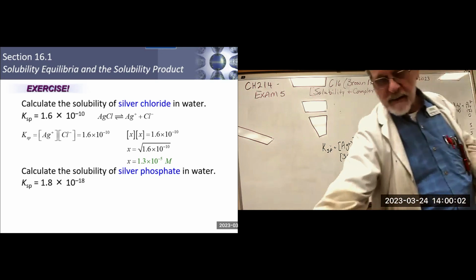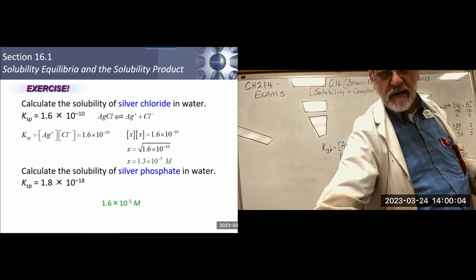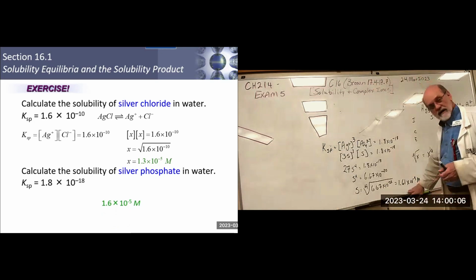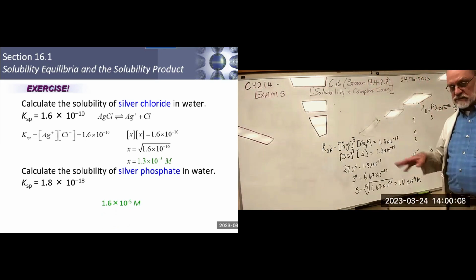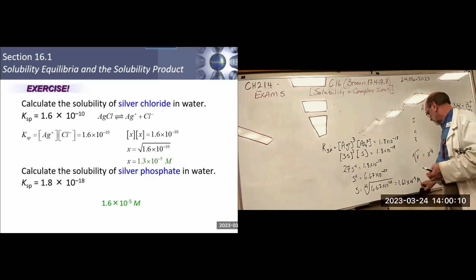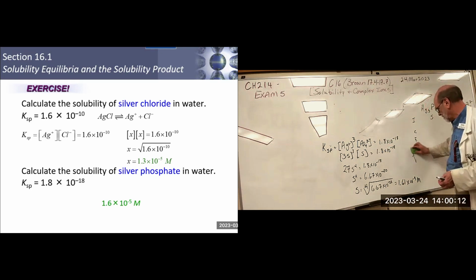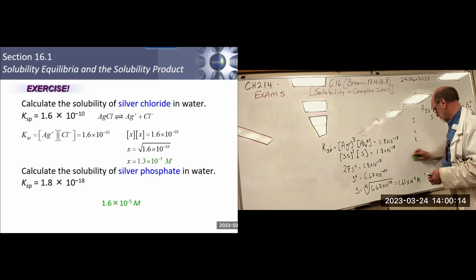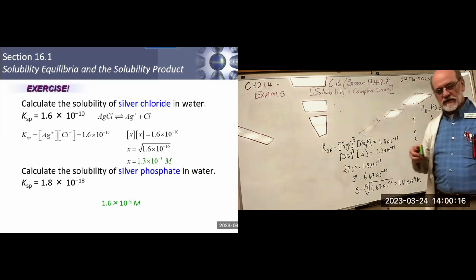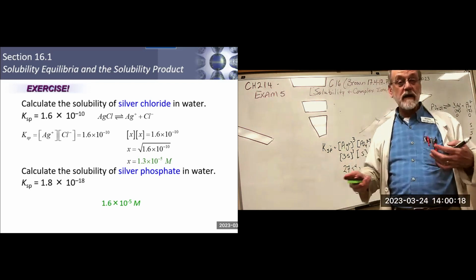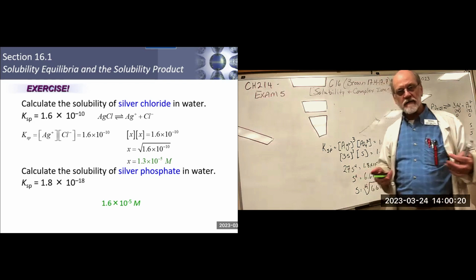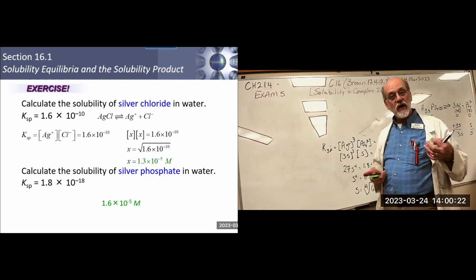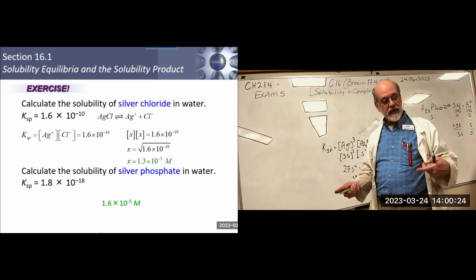Okay, now let me see. Is it worked out? 1.6, 10 to the minus 5. Okay, so it worked. That's how you calculate the solubility of a sparingly soluble salt if you already know the KSP.